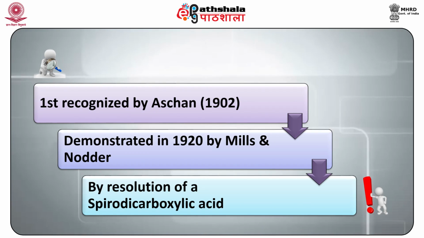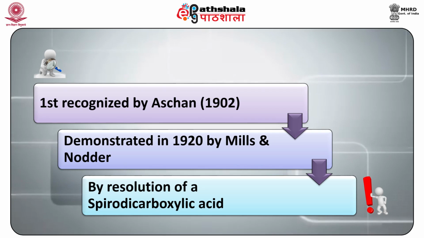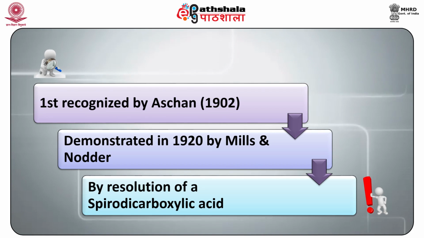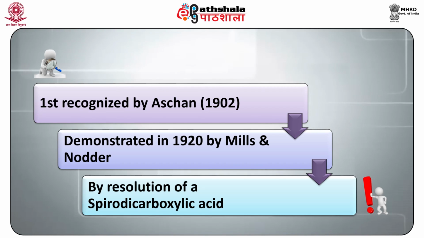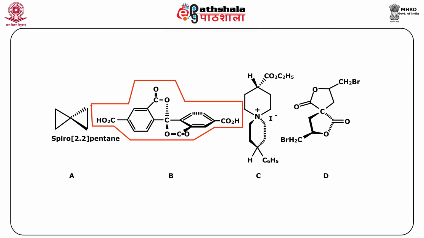Chirality in spiranes was first recognized by Aschan in 1902, and it was demonstrated in 1920 by Mills and Nodder by a resolution of a spiro dicarboxylic acid, as shown in this figure as B. This compound is of type C, as shown in the earlier figure, where C4 is considered to be the chiral center. Here also the central carbon atom can be described as a chiral center.